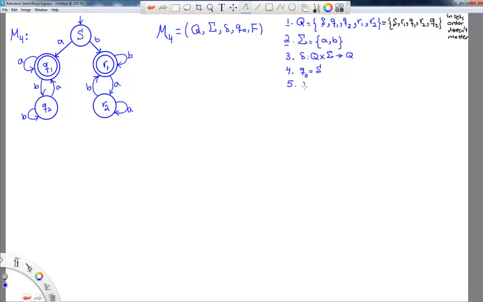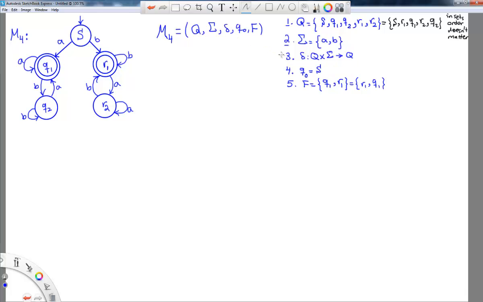And the set of accept states is a set. In this case, I have 2 accept states. So it's going to be Q sub 1, comma, R sub 1. Again, remember, order doesn't matter. It's the same as saying R sub 1, comma, Q sub 1. This is the set of accept states.